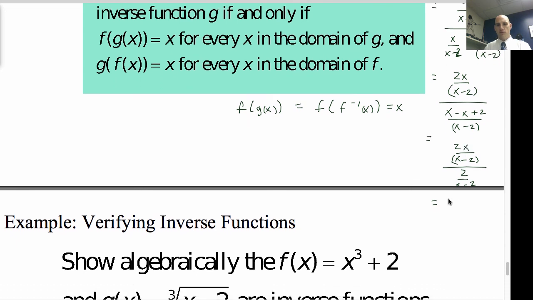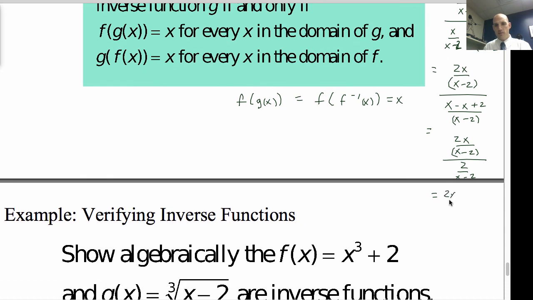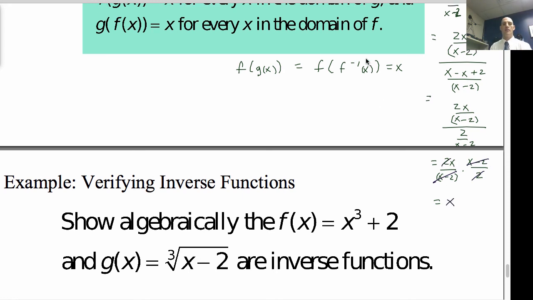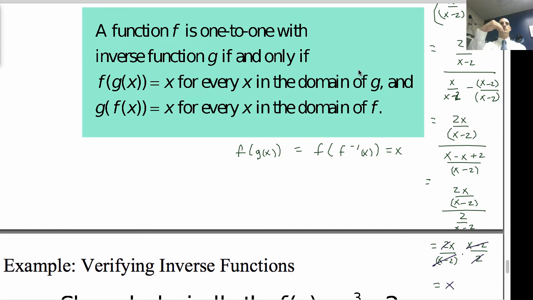Dividing by a fraction is the same as multiplying by the reciprocal, right? So 2x over x minus 2 times x minus 2 over 2. So these cancel, and the 2's cancel. So I get that it's equal to x. Well, what does that mean? That means that when I put my inverse into my original function, everything canceled out and I got x. That proves that they are inverses of one another. Also, I graphed them. They're reflections over the line y equals x. That proves that they're right.